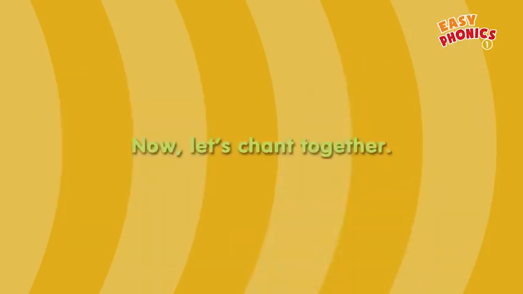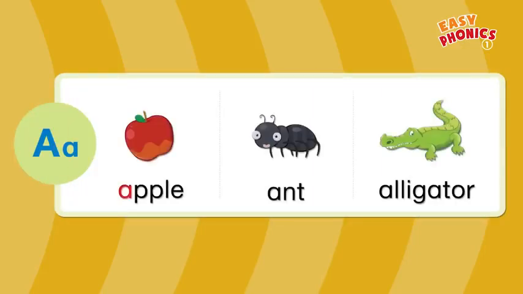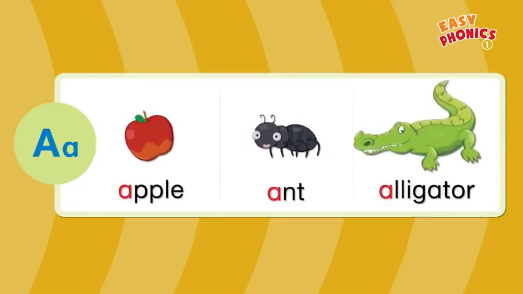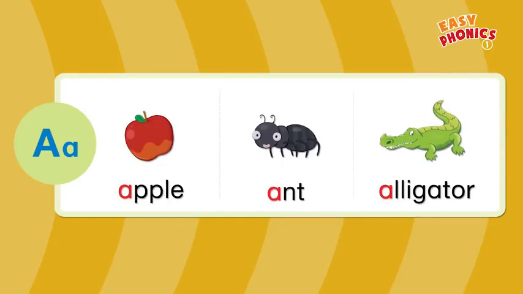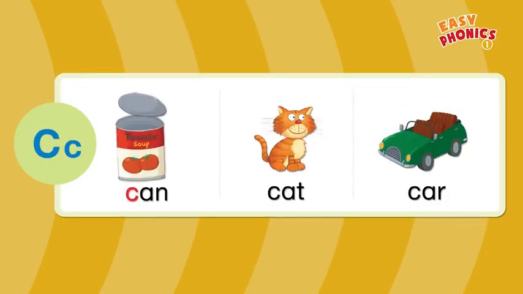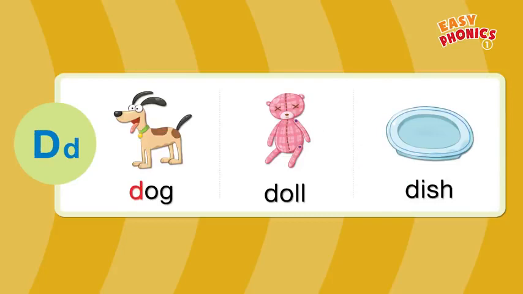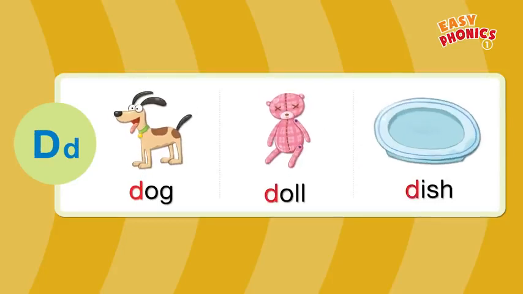Now, let's chant together. A, apple. A, ant. A, alligator. B, boy. B, bag. B, bike. C, can. C, cat. C, car. D, dog. D, doll. D, dish.